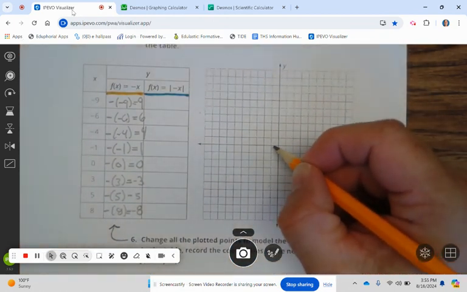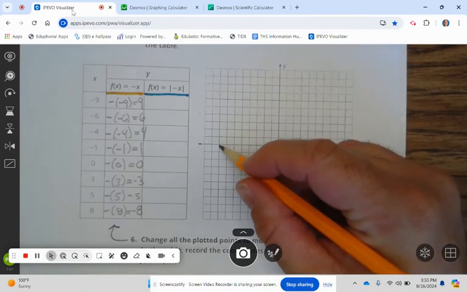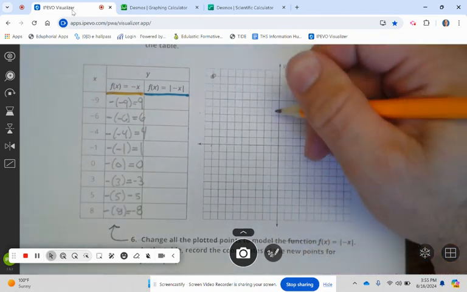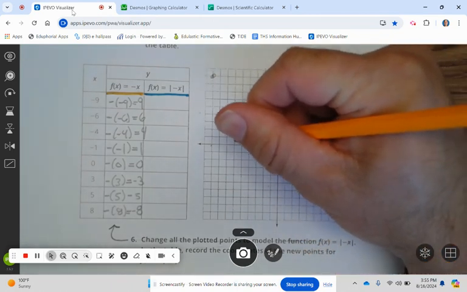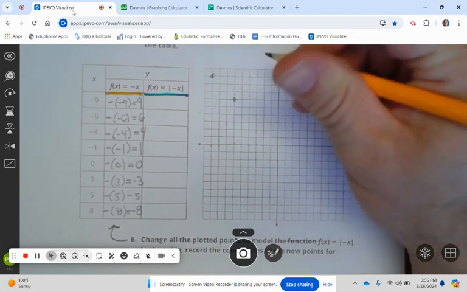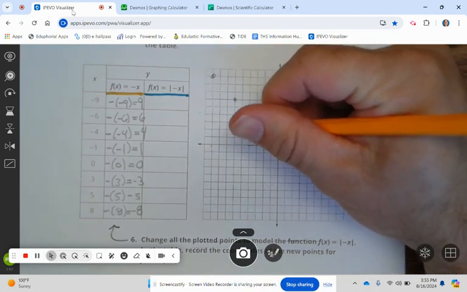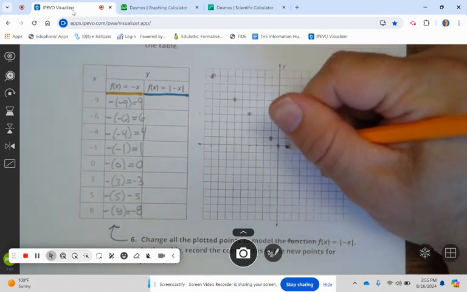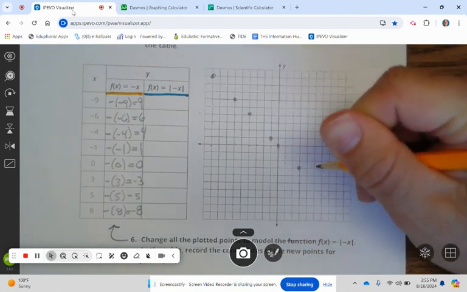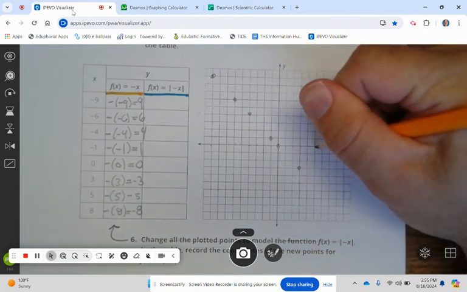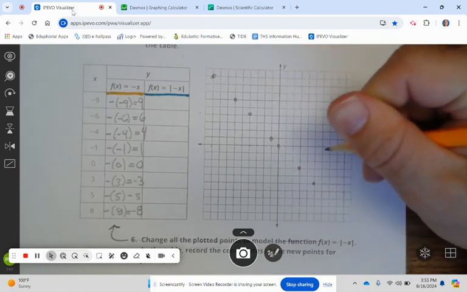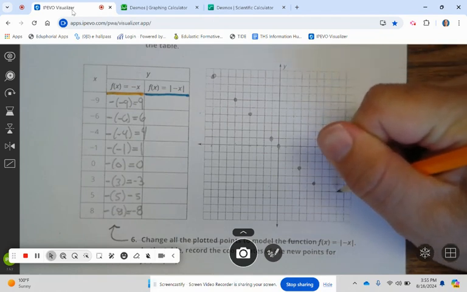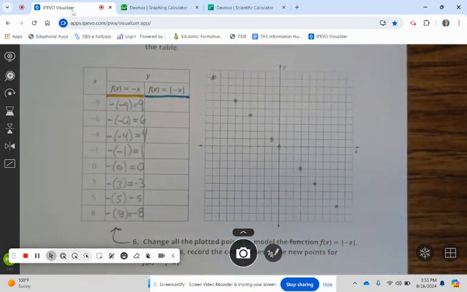So negative 9, up 9. Negative 6, up 6. Negative 4, up 4. Negative 1, 1. 0, 0. Then 3, negative 3. 5, negative 5. And 8, negative 8. All right.